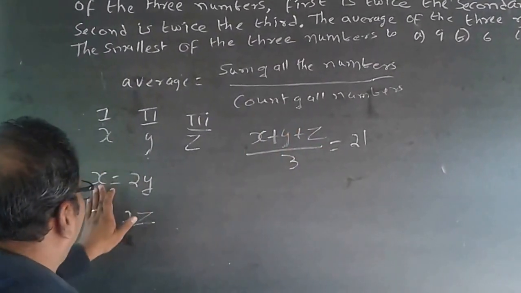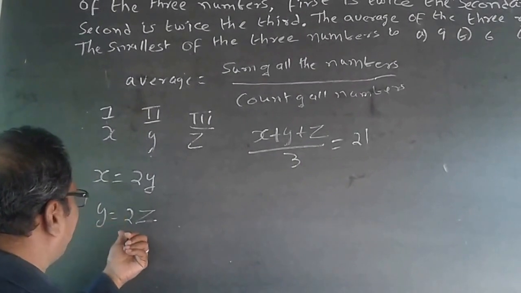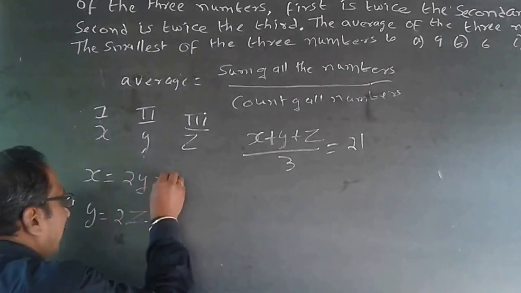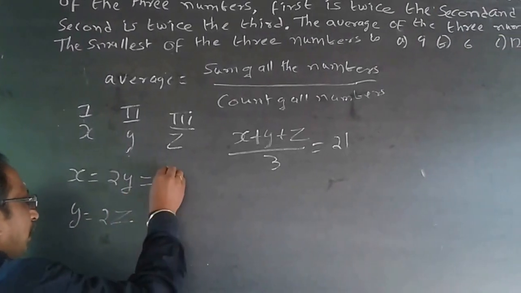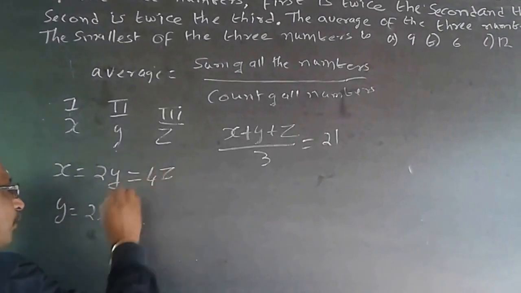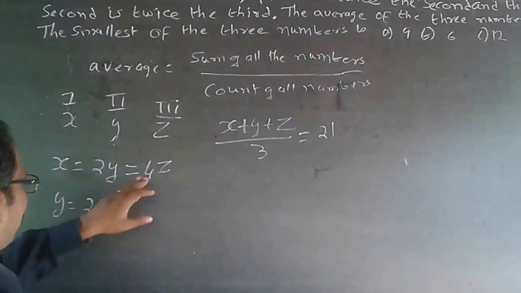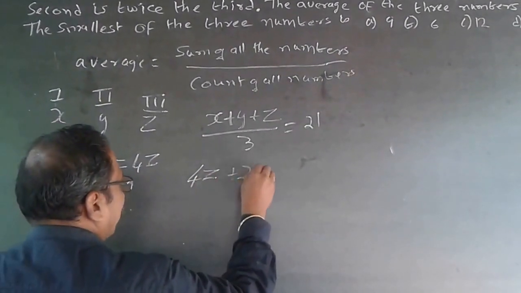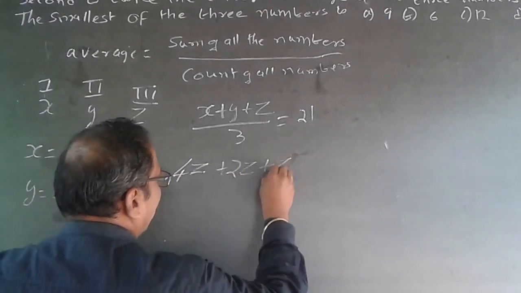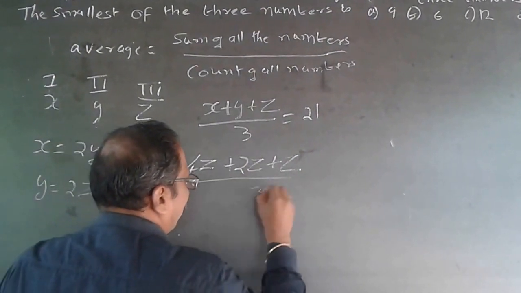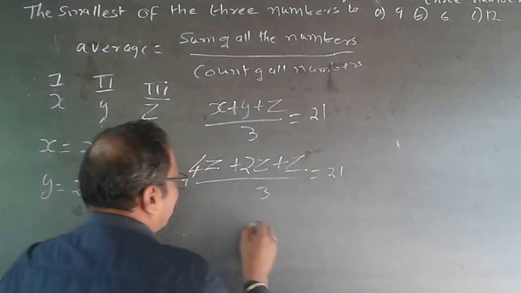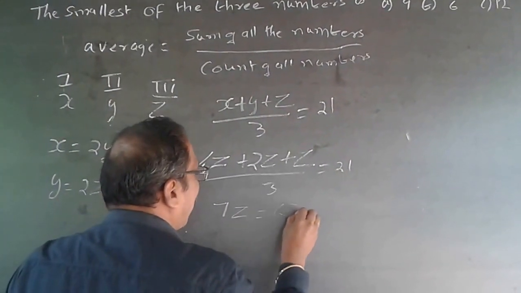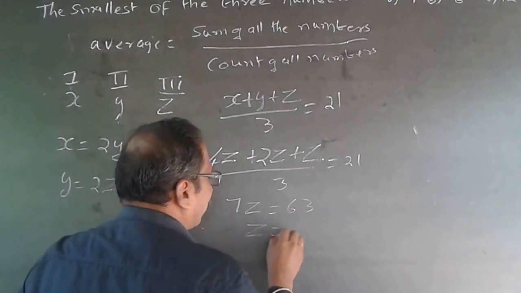So what I do is, I will convert x as 2y and y as 2z. Now y is also given as 2z, so x will become 2 into 2z, which is 4z. So 4z plus 2z plus z, divided by 3, will be equal to 21. So 7z will be equal to, this 3 will get multiplied there, 63, and z will be equal to 9.